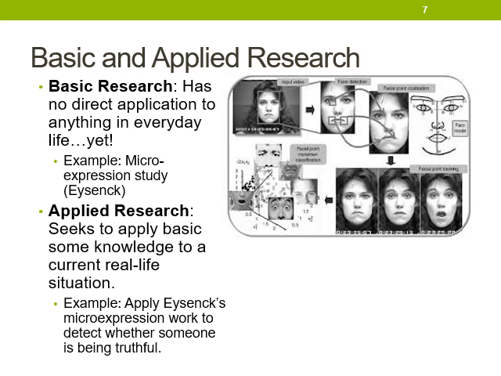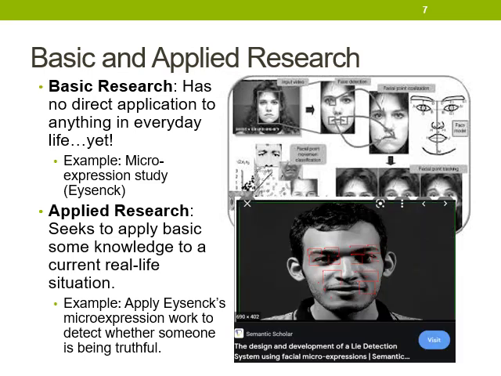So Ekman's work would lead other researchers to apply basic knowledge in some current real-life situation. For example, we might apply Ekman's microexpression work to detect whether someone is being truthful, and that might benefit all kinds of things. There's a possibility it could benefit relationships or harm relationships. It could benefit criminal proceedings. There are a lot of possible uses for this work, and so this application of his work is the applied research.